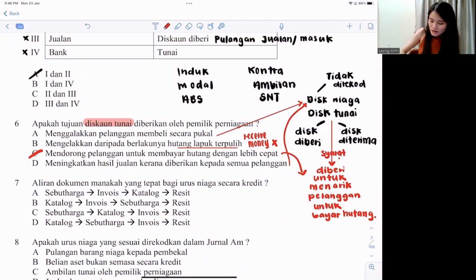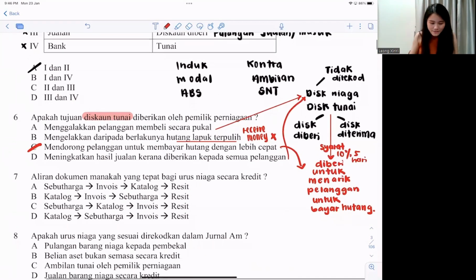Like example, 10% 5 hari. The one you see inside your invoice basically. Okay. Now for question 7.